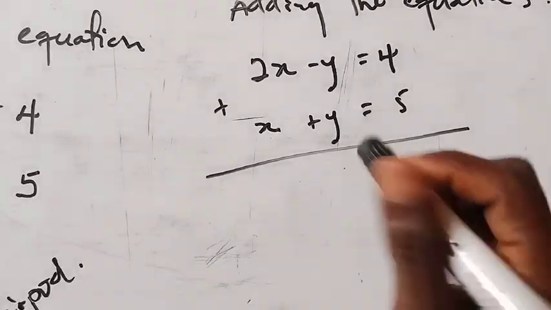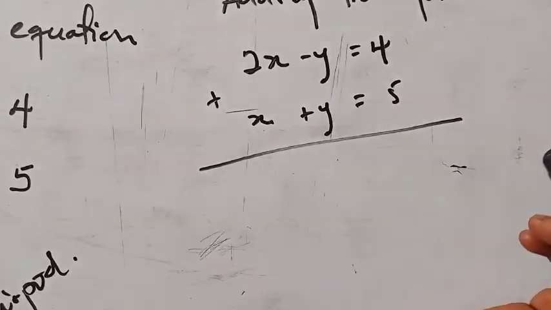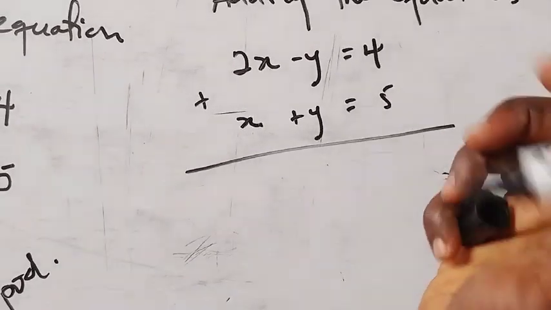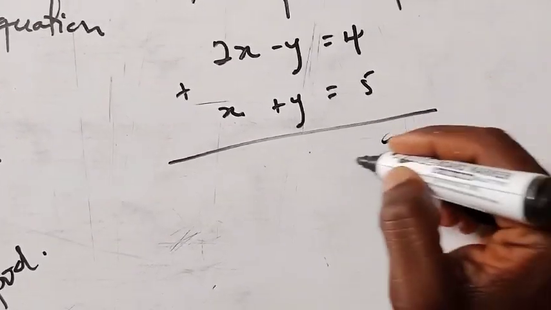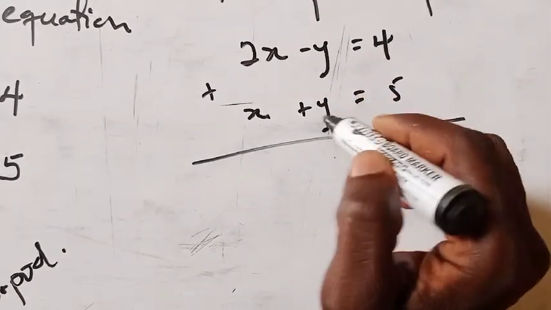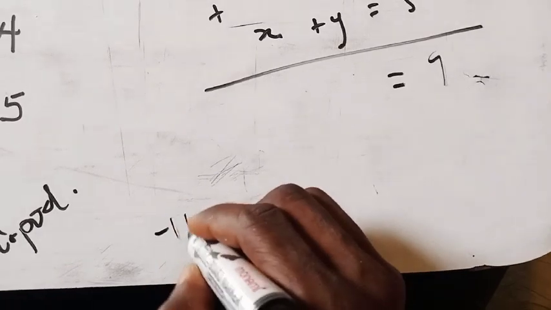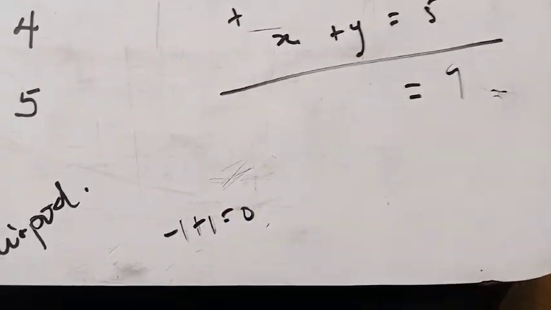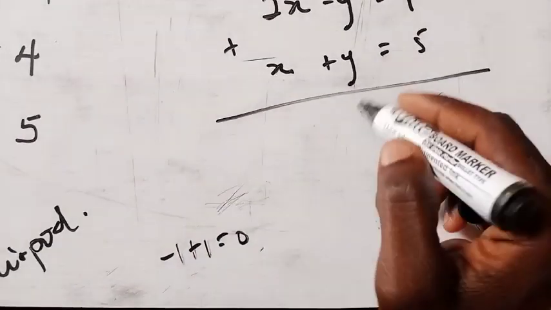We are adding because we want one variable to vanish. Is that okay? Here it is straightforward: 4 plus 5 should be 9, so we have our equal sign here. Then we have a negative y plus y. This is just like saying negative 1 plus 1, which is exactly equal to 0, right? So here we get 0.